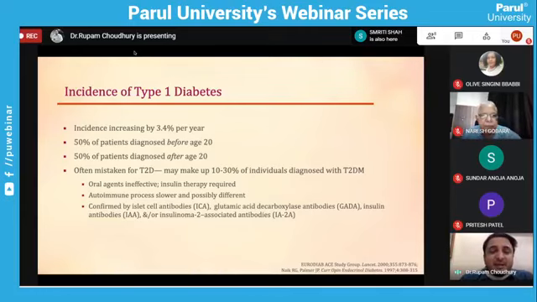But in the clinical scenario, many patients who actually have type 1 diabetes, or also a type called 1.5, so LADA, were misdiagnosed as type 2 diabetes as well. Oral agents are ineffective in type 1 diabetes mellitus.